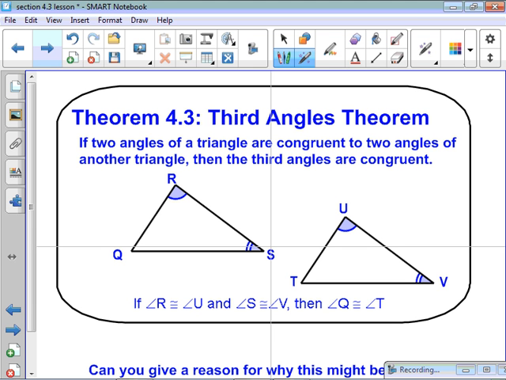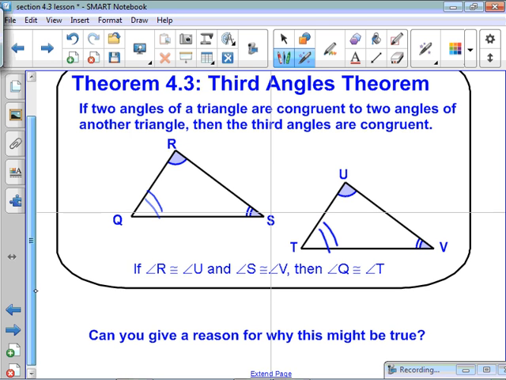What in the world did he just say? Basically, if you have two triangles, and you know that one angle is congruent to another, and a second angle is congruent to the second one, it absolutely makes sense that the third angle is determined, because each of these triangles has to add up to 180 degrees, so there's only one measure it could possibly be. So Q and T have to be the same, okay? And they would actually be like that, okay?